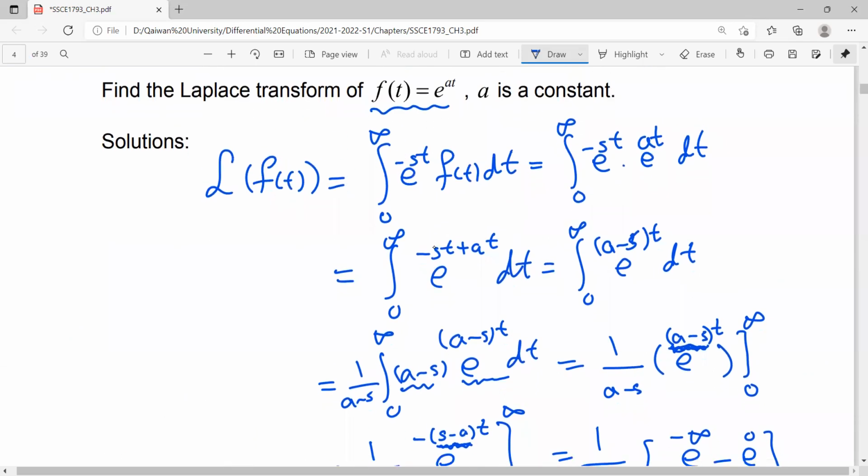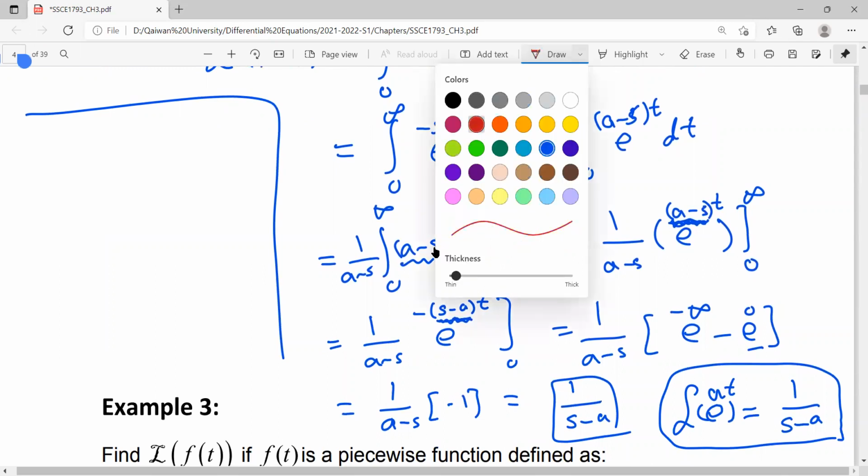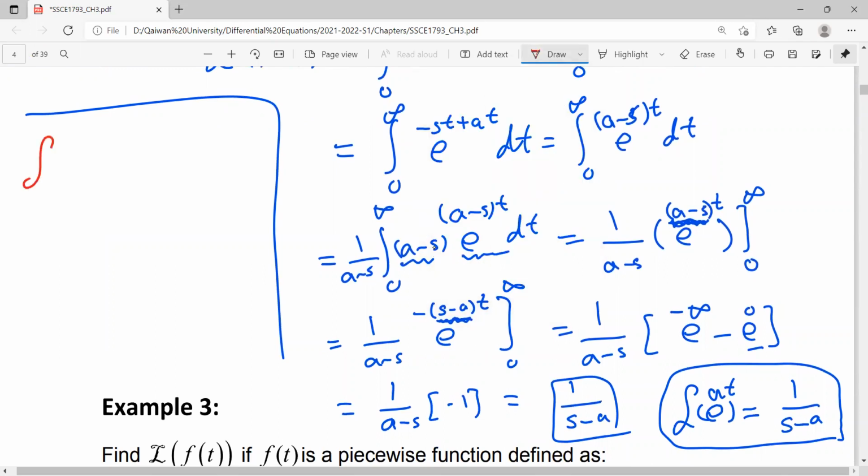Let's take some examples here. What's the Laplace transform of e to the power 3t? What's a here? A is the coefficient of the exponent. The coefficient of the exponent is 3. That means here we just replace a by 3. That's all. We just use that rule. We don't need to do the process again. It is 1 over s minus 3.